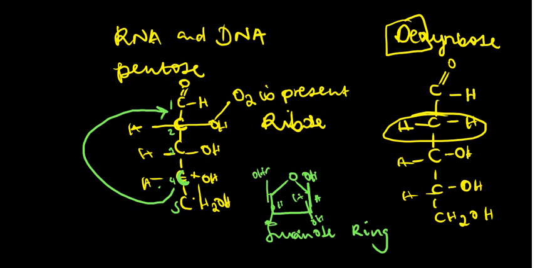Okay, so this is what is happening. Another thing we need to note is that the oxygen on carbon number 4, this oxygen that we're able to see right here, links with carbon number 1 to form a closed ring.